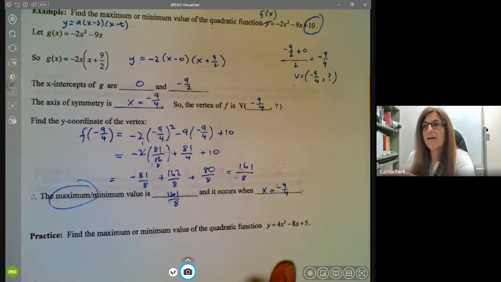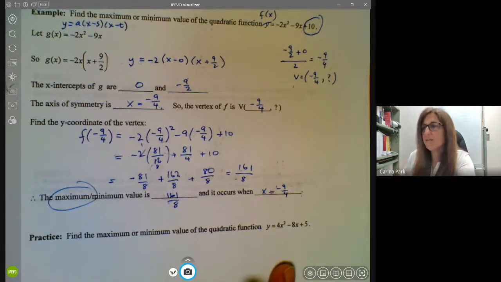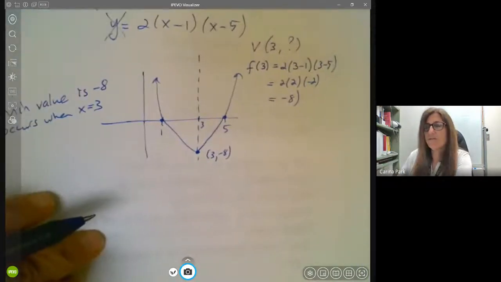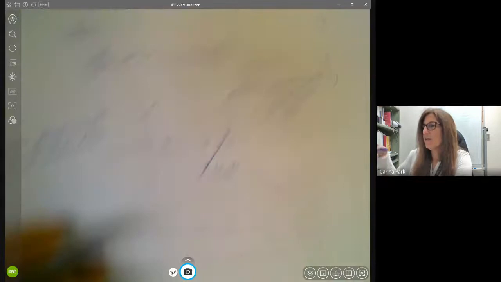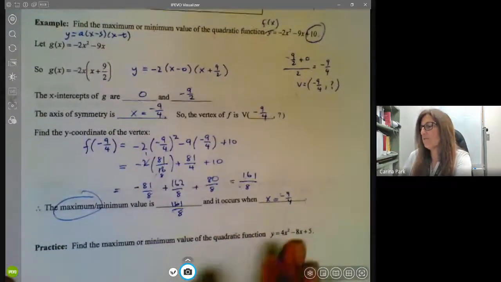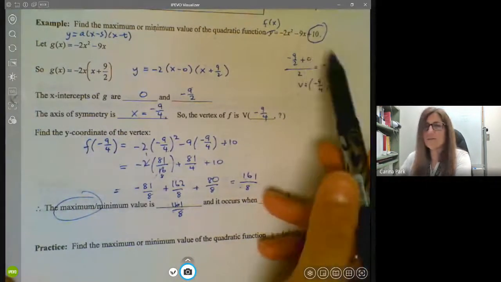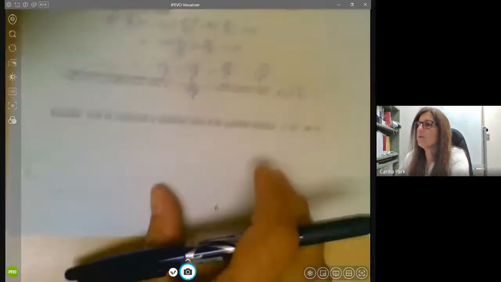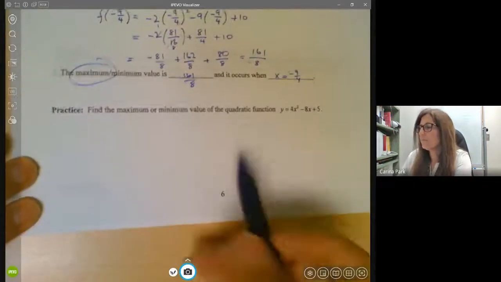If you have factored form, don't use any of these methods. Use this, the one on page 3. Okay. If you have standard form, then it's your choice. Do you want to complete the square or do you want to use the partial factoring? It's just a matter of getting used to it. Let's do a quick partial factoring practice.